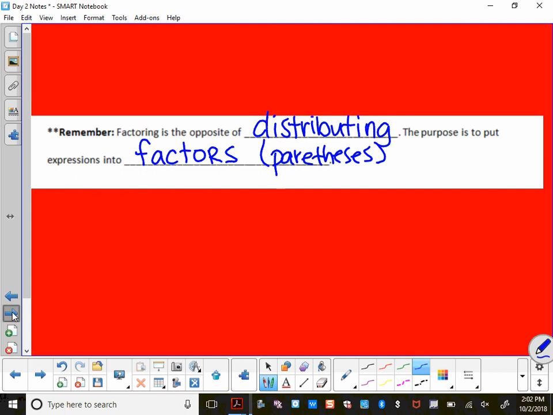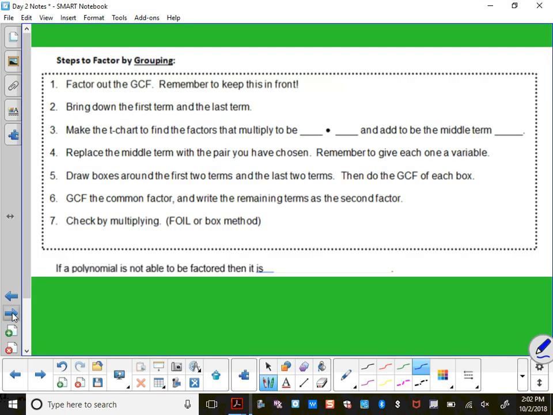All right, so steps to factor by grouping. I don't expect you guys to read all of these because it's easier if we just go through our system. But we first factor out the GCF. We bring down the first and last term. We make a T-chart to find the factors that multiply to be A and C. I do this a little different. And add to get us B.